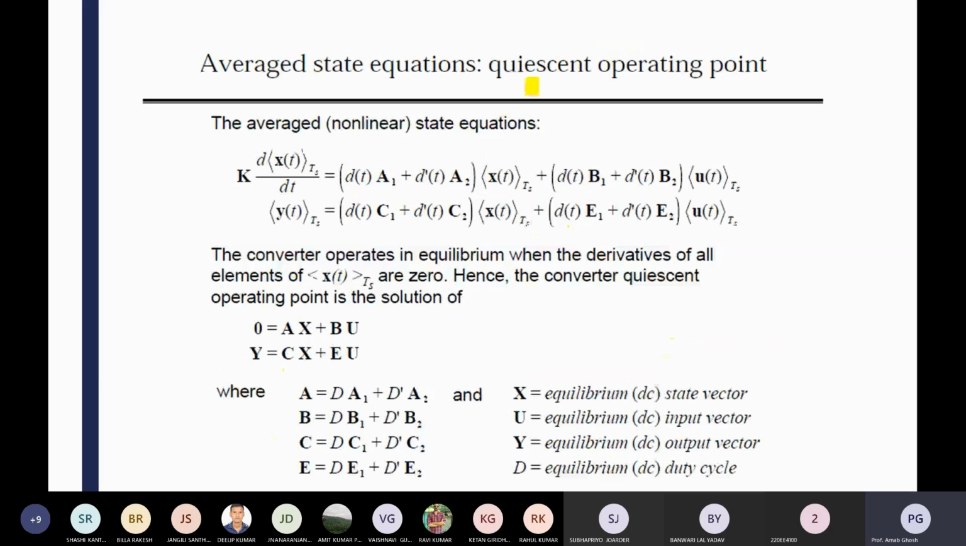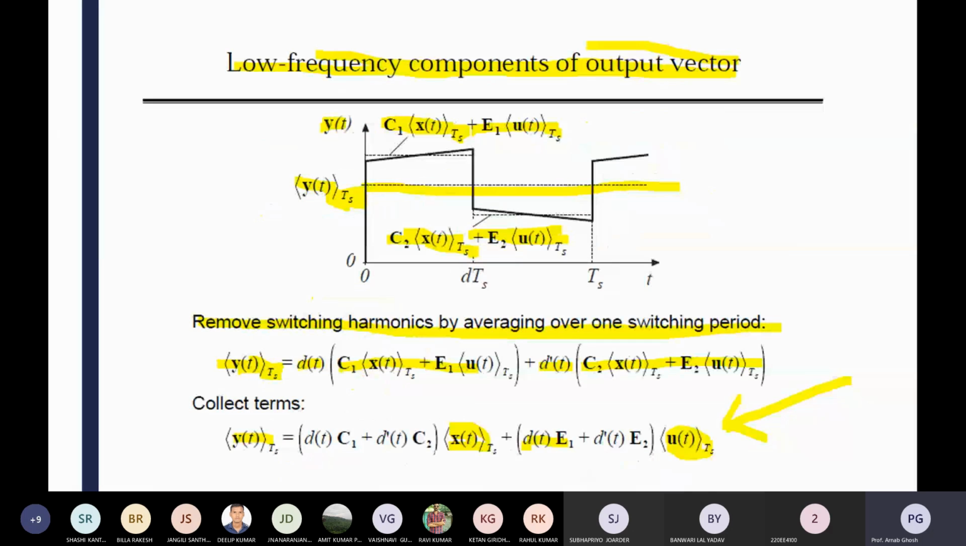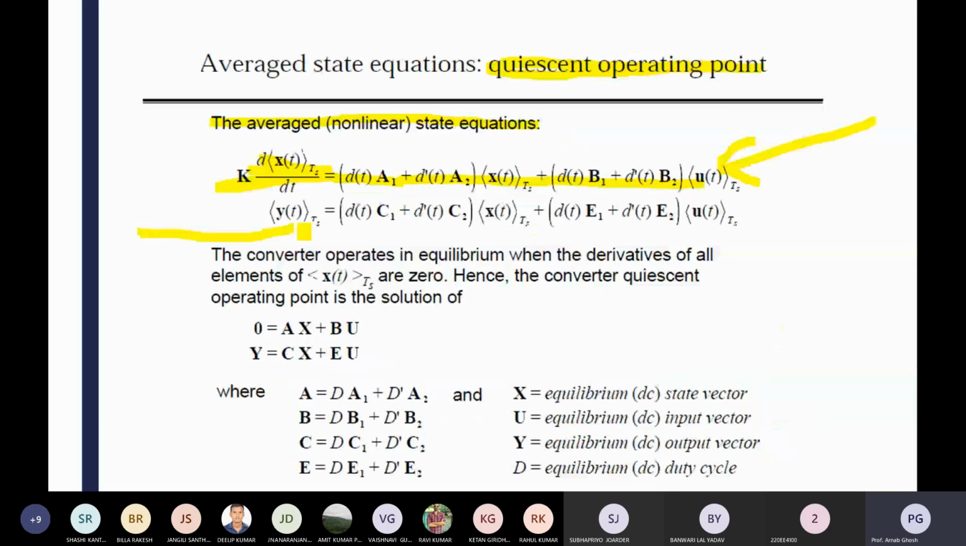Then the average equation at the quiescent operating point, that means the linear point, is how we find the average or nonlinear state equations. Finally we will get those equations. The state equations dx/dt, they take those formulas directly from here, from these equations, and put them here. Similarly the output equation is written over here: y(t) equals d(t) c1 plus d'(t) c2.